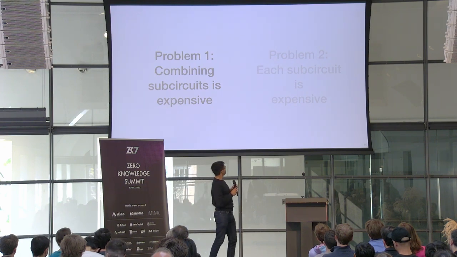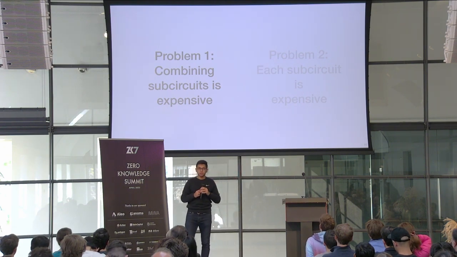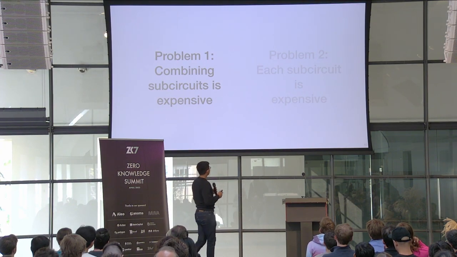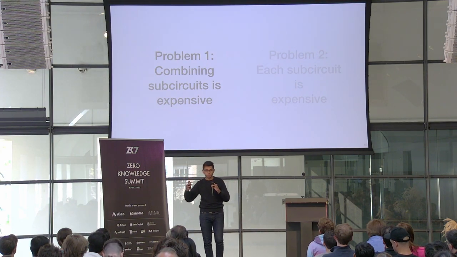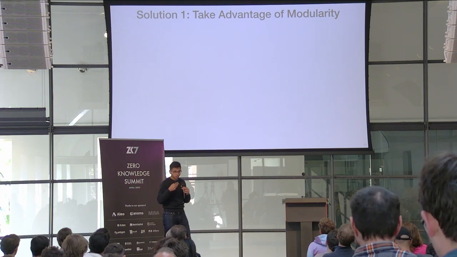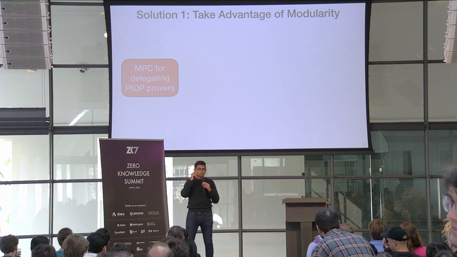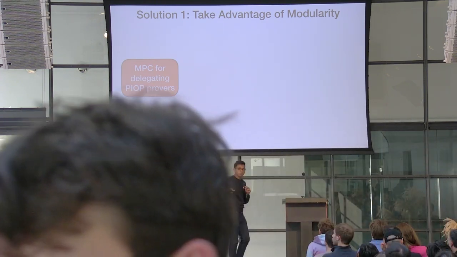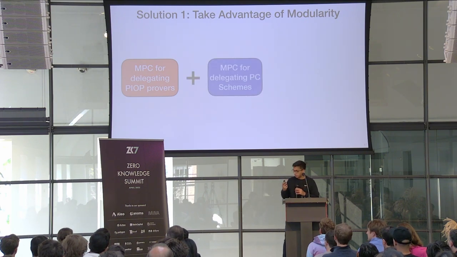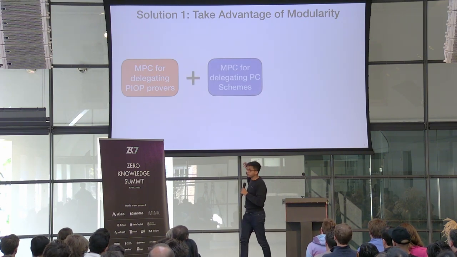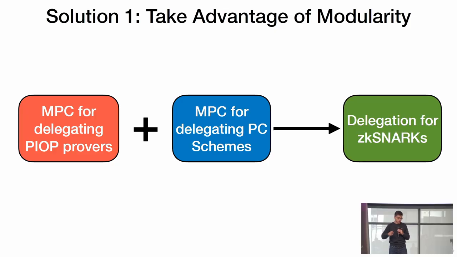All right, so let's handle each of our problems one by one, starting with this issue of combining subcircuits, right? The problem that we had was we were just taking the zkSNARK prover as a monolithic object and throwing an MPC protocol at it, right? But actually, our zkSNARK prover has its underlying structure, so let's try to exploit that. So we'll take advantage of this modular nature of the prover and say instead of doing a monolithic MPC, we'll construct an MPC for delegating just the polynomial IOP, and we'll combine it with an MPC protocol just for delegating the polynomial commitment scheme, and this will give us our protocol for delegating the zkSNARK.